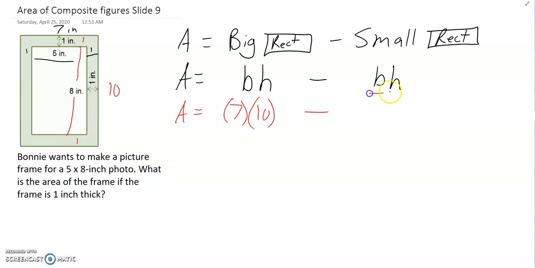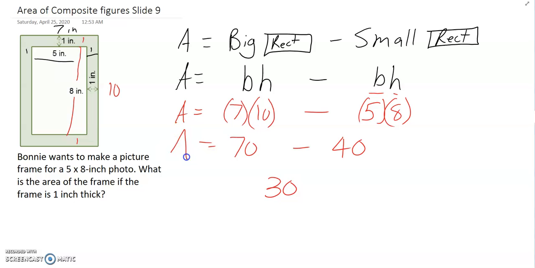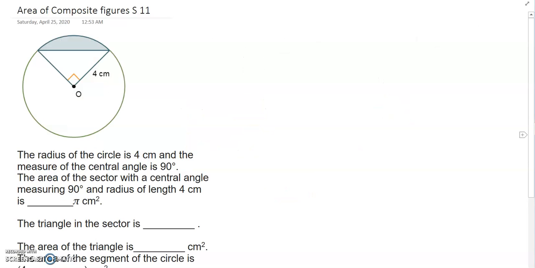So for the small rectangle, we just use the base and height of the small rectangle, 5 and 8. And we don't even need a calculator for this one. 7 times 10 is 70, 5 times 8 is 40, 70 minus 40 equals 30, and I guess it's inches squared. All right, that one was actually pretty easy.